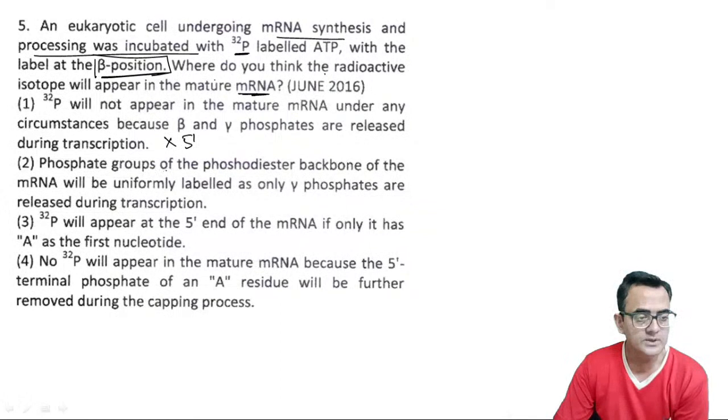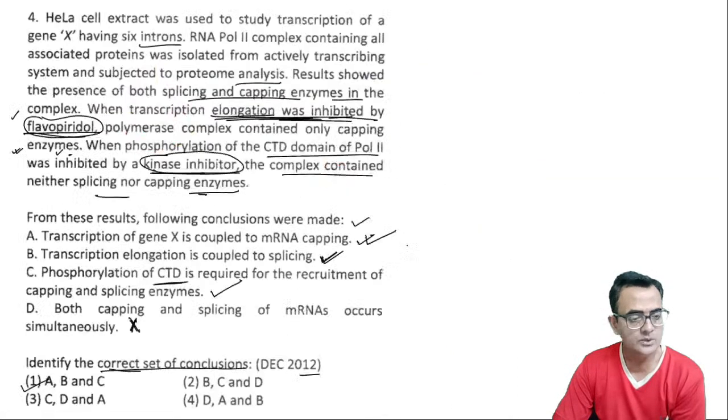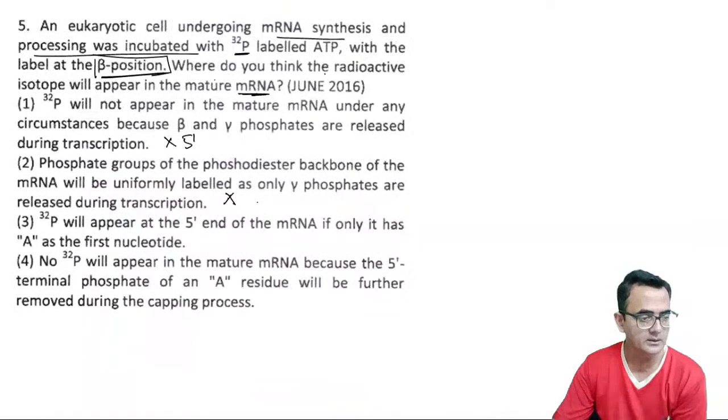Second statement: phosphate group of the phosphodiester backbone of the mRNA will be uniformly labeled as only gamma phosphate are released. No. See, in between both beta and gamma will be released and only alpha phosphate will be there, right? Like if you look at this, these are the alpha phosphate actually. What is in the middle? Alpha phosphate. So only the alpha phosphate will remain there. So this is also wrong.